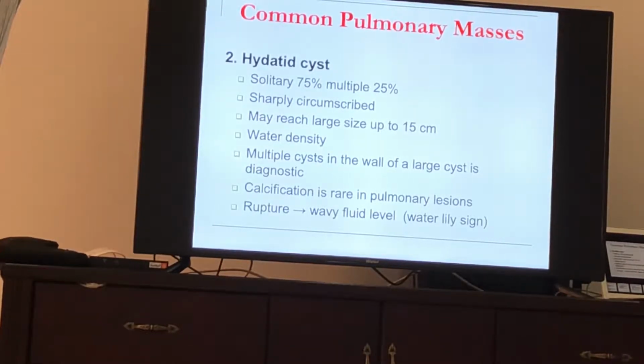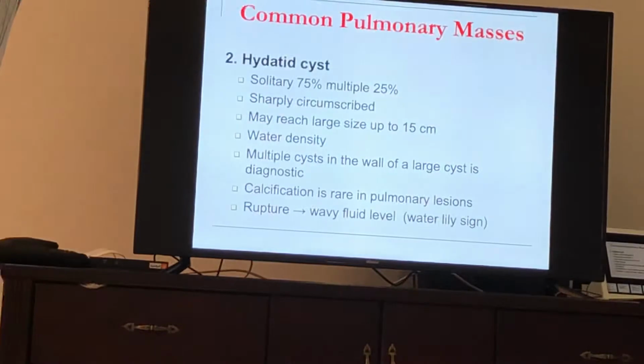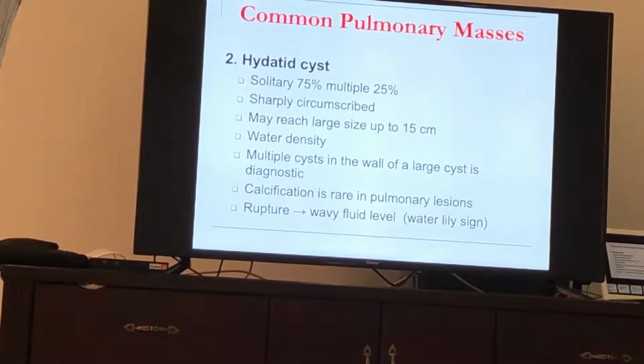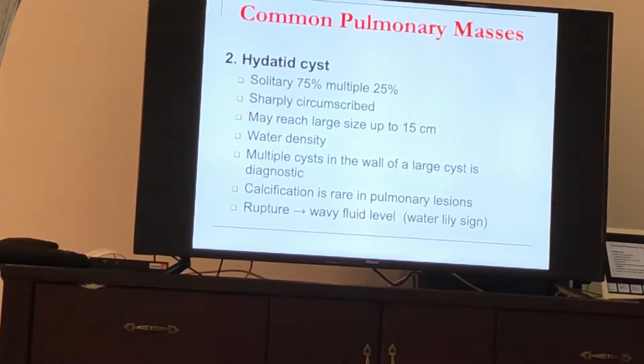Hydatid cyst, we already mentioned, they're usually solitary in about 75%, but they could be multiple in 25% of cases. They're very well circumscribed. They can be pretty big. I've seen some even more than 50 centimeters. What we're trying to say is that they can get really, really big. It usually has a water density, and gives you something called a water lily sign, because the actual organism might be floating inside it.